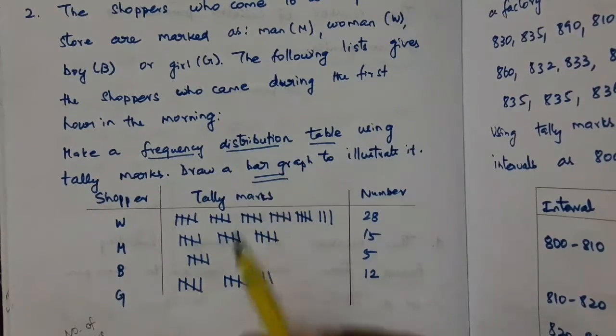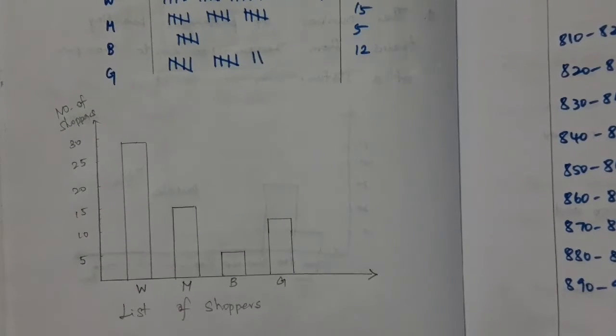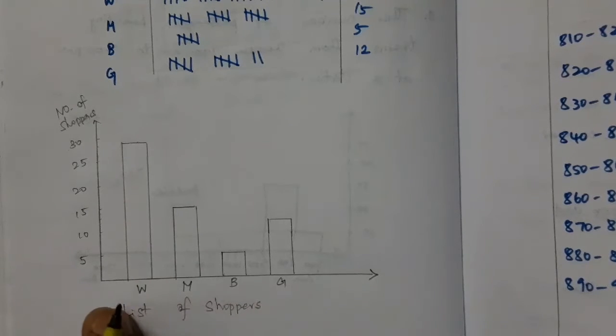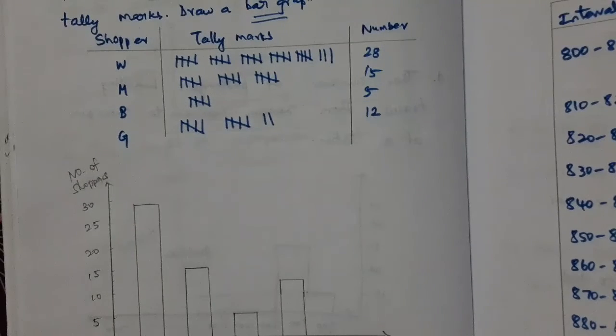They have asked for a bar graph. So the bar graph looks like this. In the horizontal axis you have to make woman, man, boy and girl. Even we can change this. We can first draw boy, then you can go for men. In whatever way you want you can make this, but you have to see the height.